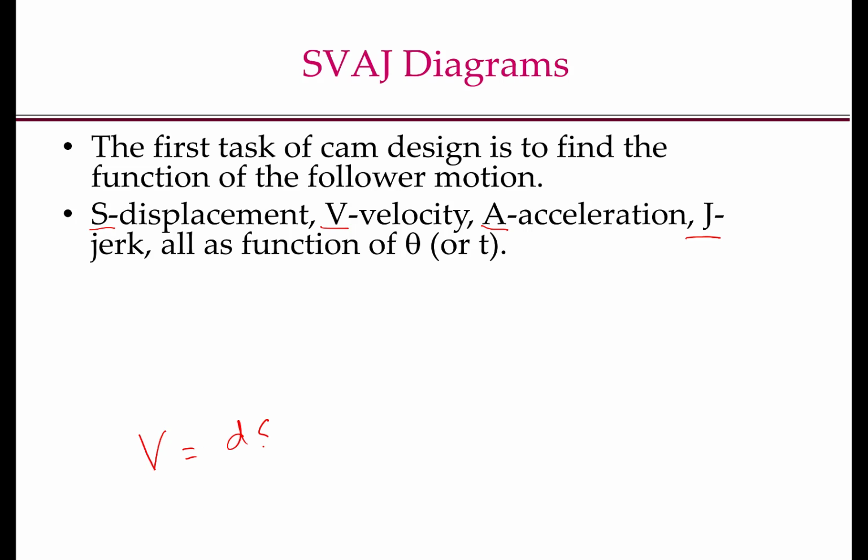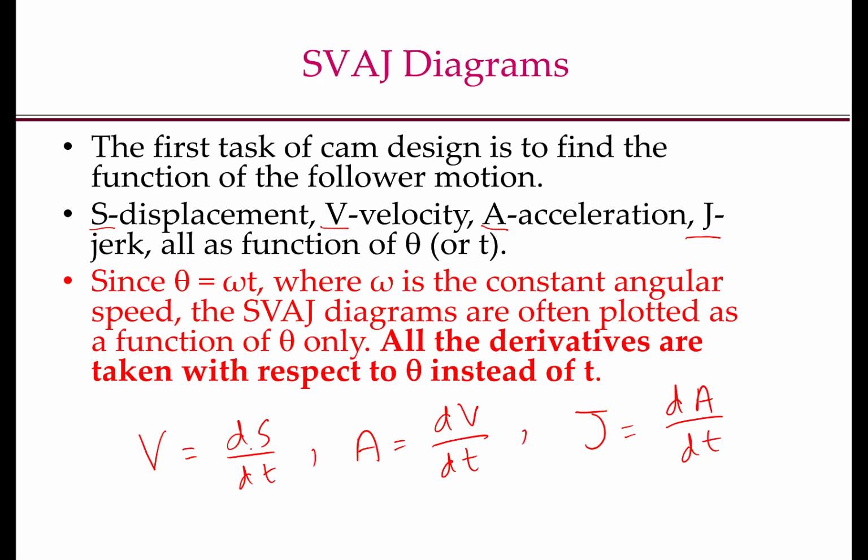V equal to ds/dt. A is the time derivative of velocity, which is dv/dt, and the jerk is the time derivative of acceleration, which is dA/dt. Now what we will do is that instead of taking the derivatives with respect to time, we will take the derivatives with respect to theta. And this is only valid when the angular speed omega of the camshaft is constant. So we will use V equal to ds/d theta, A equal to dv/d theta, and J equal to dA/d theta.